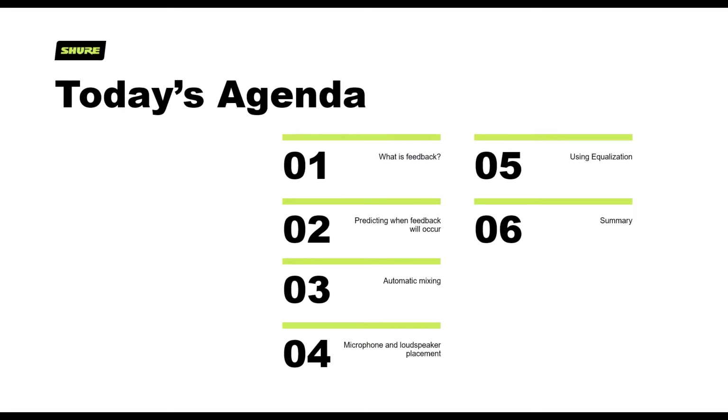So let's get into it here. Here's our agenda. We're going to talk a little bit about what feedback is. I think there's often some confusion about that. Sometimes feedback becomes a generic catch-all term that people use for any strange, unwanted noises they get in a sound system. But feedback is definitely a specific thing.